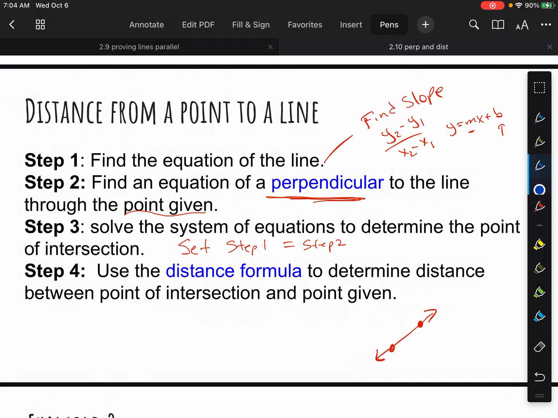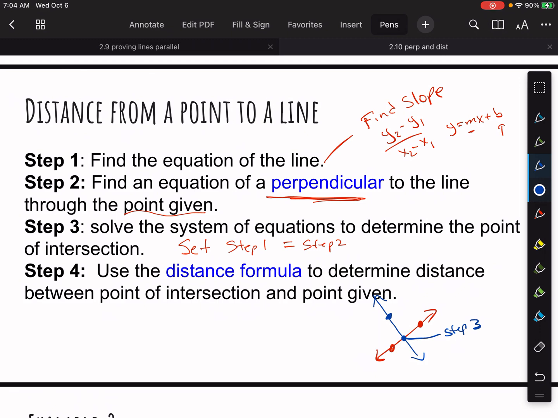Step 2, we're going to find the equation of the line perpendicular through a specific point. So we'll say that that blue point is the point. Okay, so we find the equation for that line. Then we solve the system to see where the two cross. So this is step 3 right here, when we algebraically solve the system of equations, we see where the two lines cross.